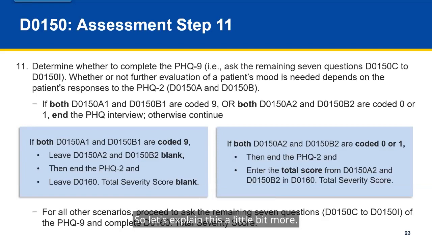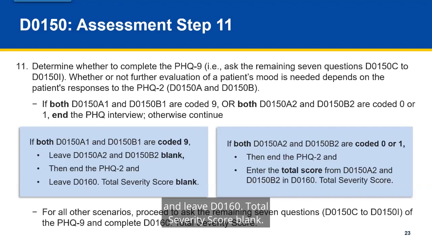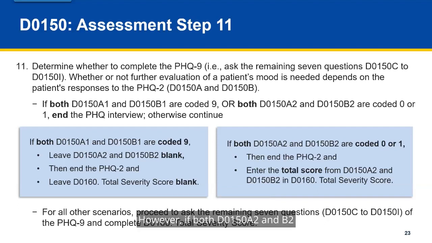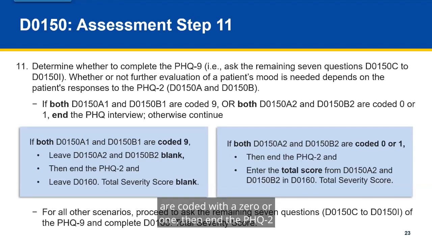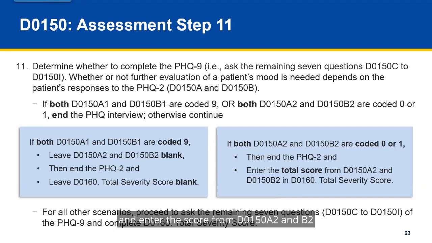So let's explain this a little bit more. If both D0150A1 and B1 are coded 9, leave D0150A2 and B2 blank, then end the PHQ-2 and leave D0160 total severity score blank. However, if both D0150A2 and B2 are coded with a 0 or a 1, then end the PHQ-2 and enter the score from D0150A2 and B2 in D0160 total severity score.